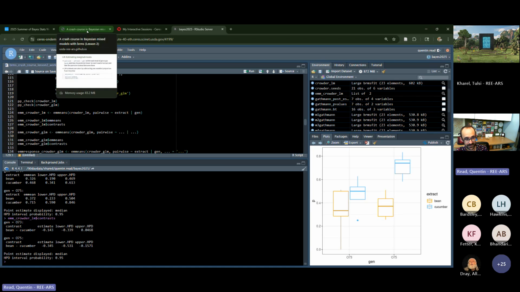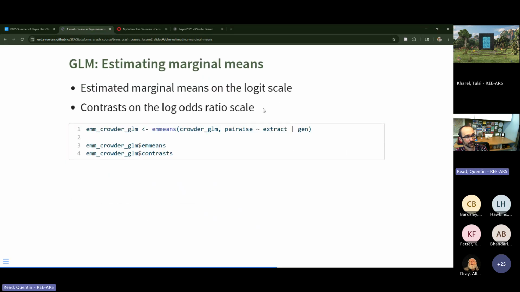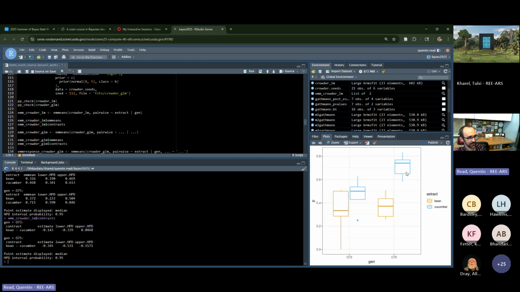That's how you do it in the linear model, not the generalized linear model. Now, if we do a generalized linear model, remember that the model was fit on the logit scale, the log odds scale. So the contrasts are actually the log of the ratio of the odds of germination between the two extracts. So we're saying, the odds of germination in here versus the odds of germination there, what is the log ratio of those two? We're going to do that for the generalized linear model now.